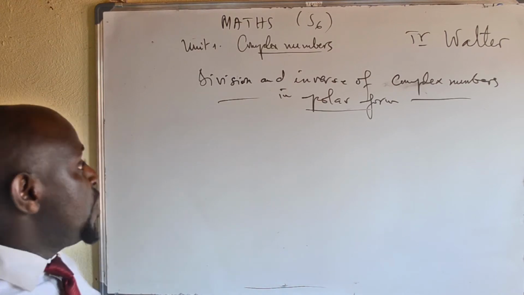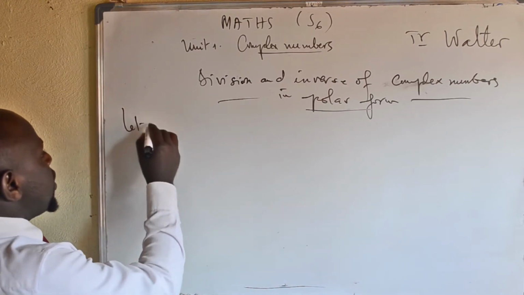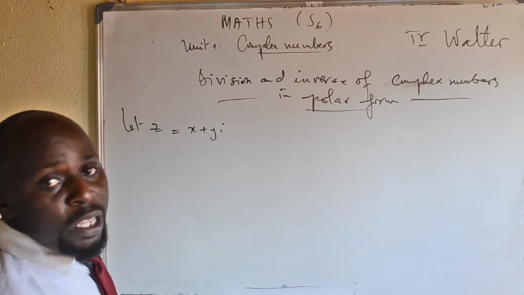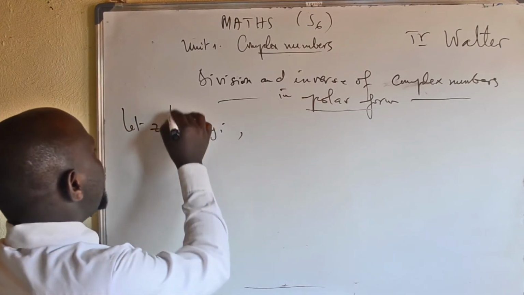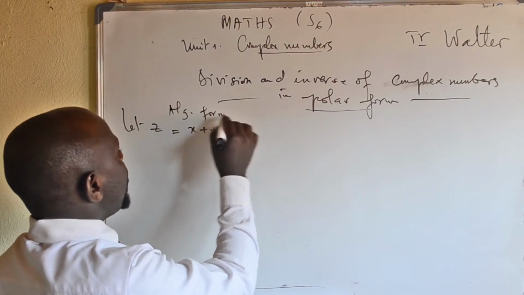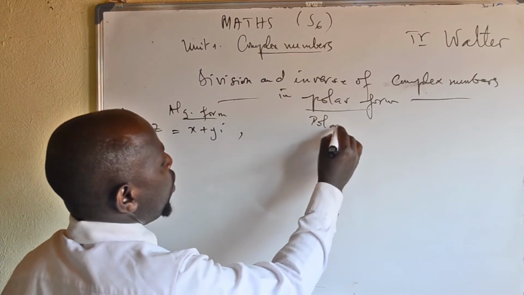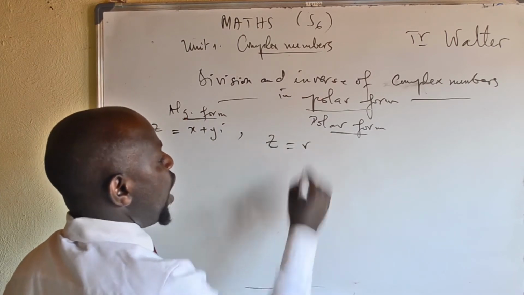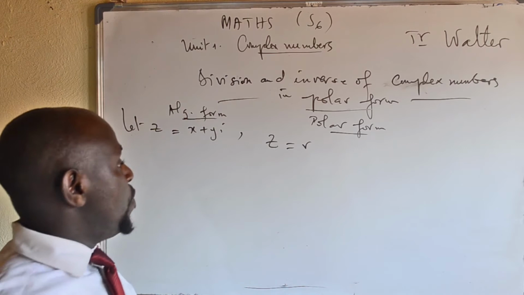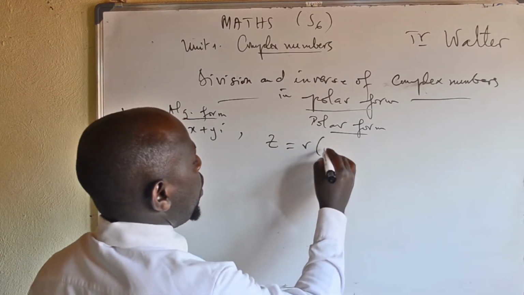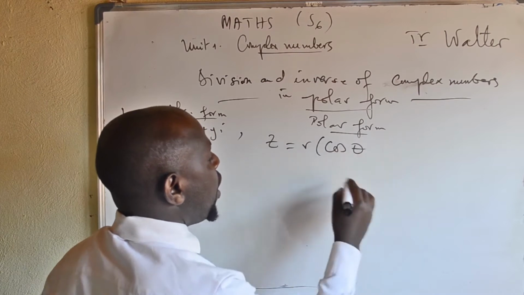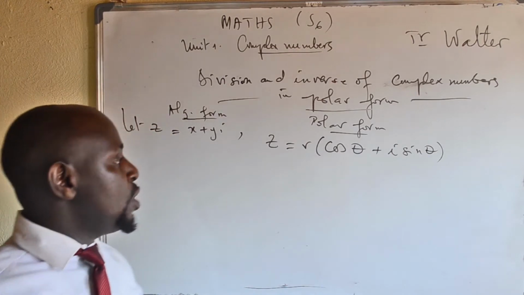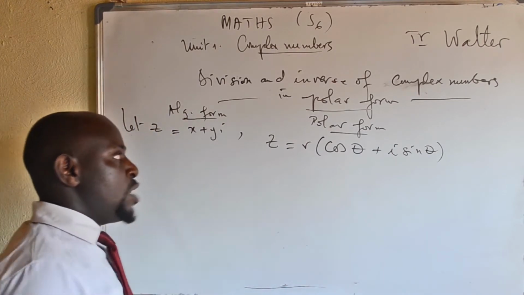number, where we have seen that if we have a complex number z, which is equal to x plus yi, this is the algebraic form, and we have seen also the polar form. The polar form of this complex number here will be z, which is equal to r, where r is the modulus of the complex number, times cosine theta plus I sine theta, where theta is the argument of the complex number z, which is equal to x plus yi.